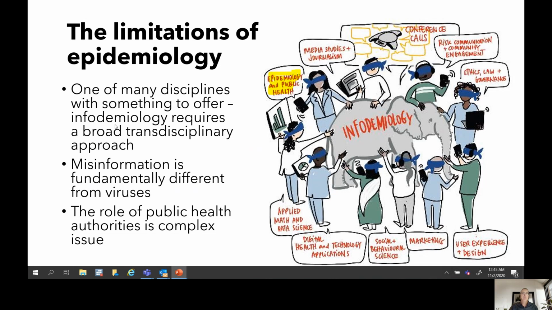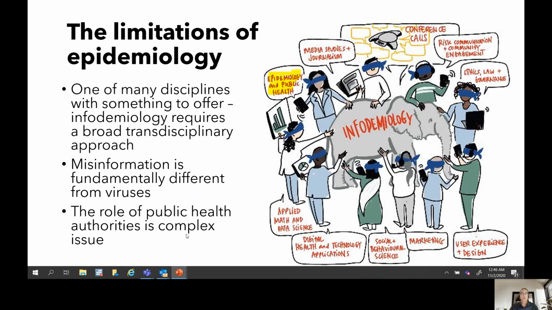And so infodemiology is definitely going to require a broad transdisciplinary approach to its development and the activities associated with it. And so the diverse background that you as participants in this workshop have is really important to know. Also, misinformation is fundamentally different from viruses. And I think I've already talked about this a bit, that obviously misinformation, the way it spreads, its dynamics are different from viruses, fundamentally much more complex. So they're really going to require this kind of multidisciplinary approach to really advance the discipline.